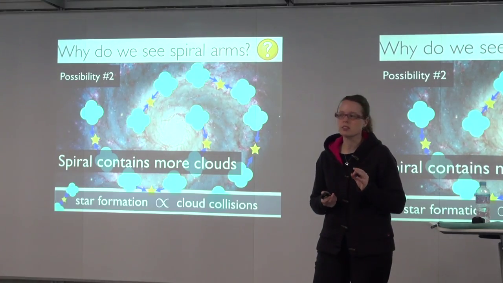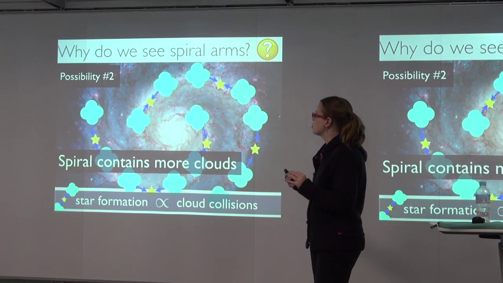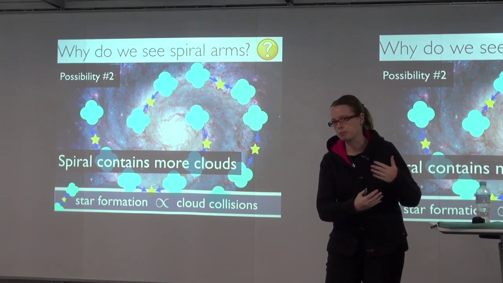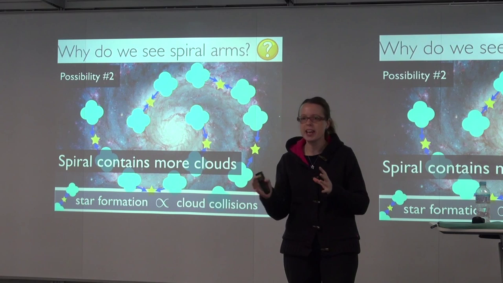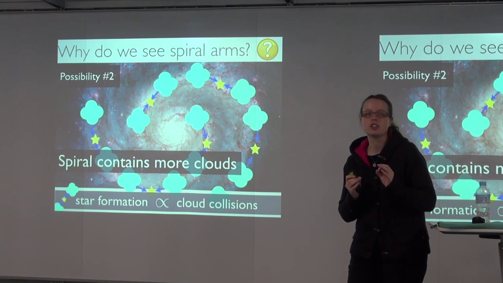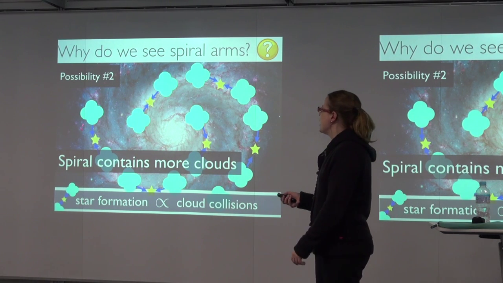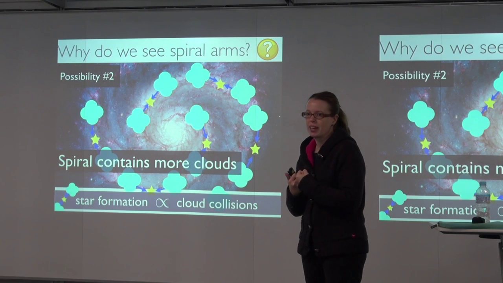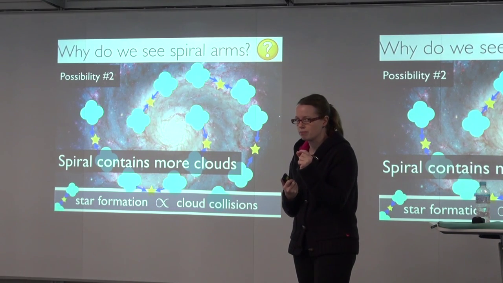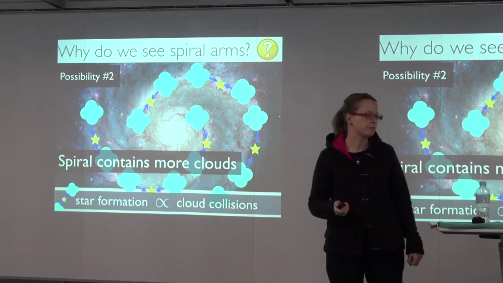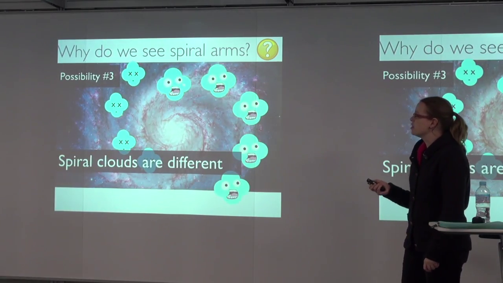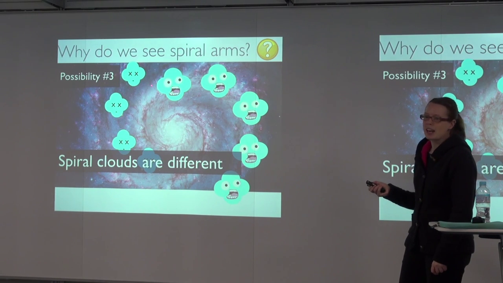What is important is that these clouds are interacting. They're banging together and the gas is being stirred up. And this kind of moving and shaking is what's needed to create stars. So yes, the spiral contains more clouds, but the key is these clouds have to keep hitting each other. And that is key for star formation. That's option two. Option three is that actually there is something different about these clouds.